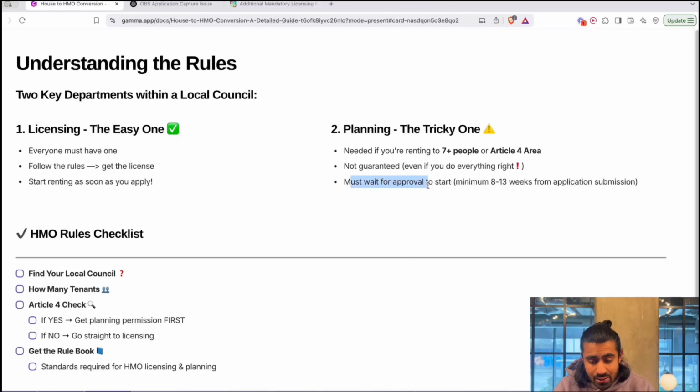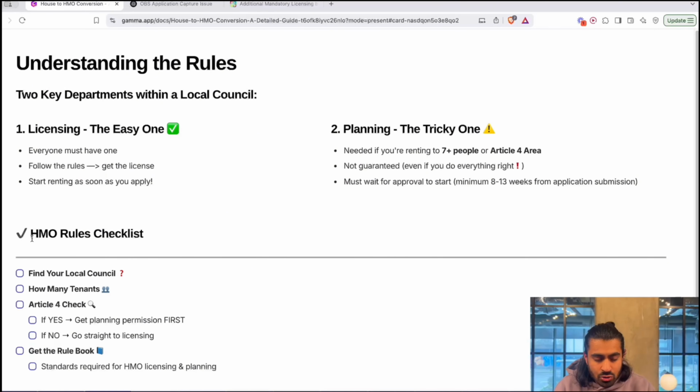Another thing with planning is you have to wait until you get planning permission to start operating your property as a HMO. So this is a minimum of 8 to 13 weeks from application submission. It could take your architect, depending on time and the size of the project, anywhere between 2 to 4 weeks to actually apply for the HMO, and then on top of that, a minimum of 8 to 13 weeks to just get a response. Whereas with licensing, you can start renting as soon as you apply, with planning, you have to wait.